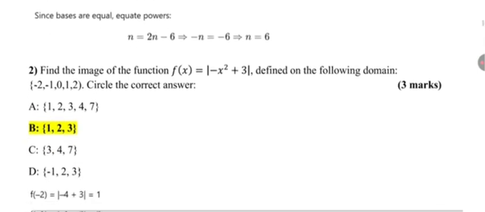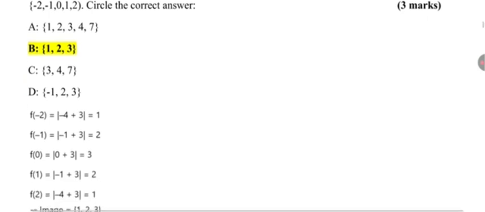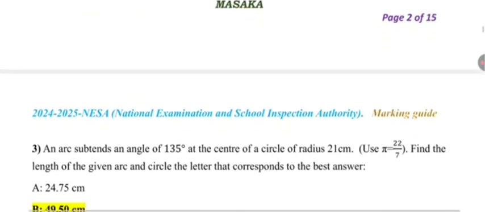Question number 2 was asking: find the image of the function f of x equal to the absolute value of minus x squared plus 3, defined on the following domain: -2, -1, 0, 1 and 2. Then circle the correct answer. As you see, the answer must be 1, 2 and 3, which is B, in yellow. Here there is the proof.